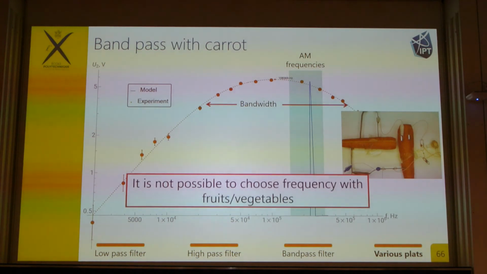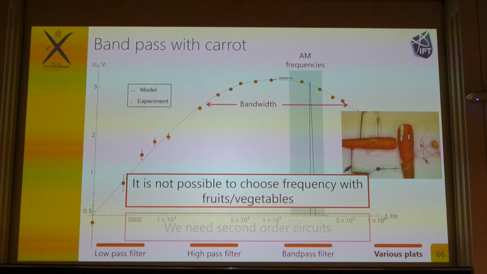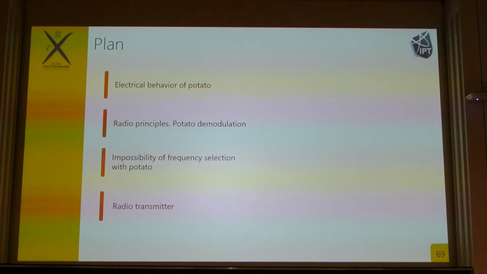And we have one minute, okay, no problem. So it's not possible to choose the frequency with the fruits and vegetables, and this is very important. Because we actually need a second order circuit. These are all first order circuits, and for the bandpass filter, we actually need a second order circuit. So this is impossible to do frequency selection with the potato.